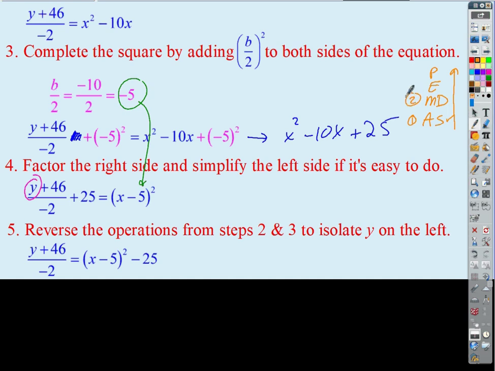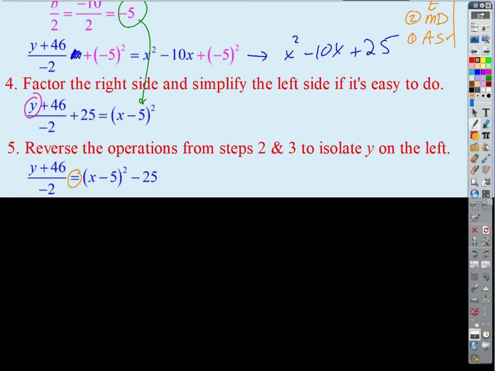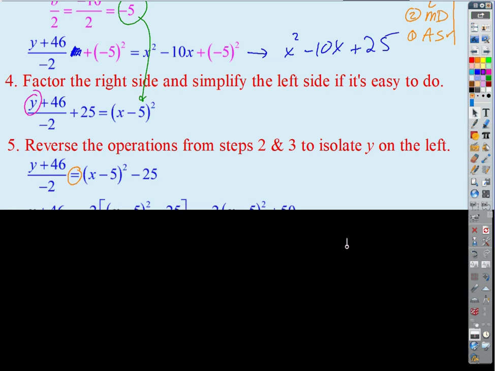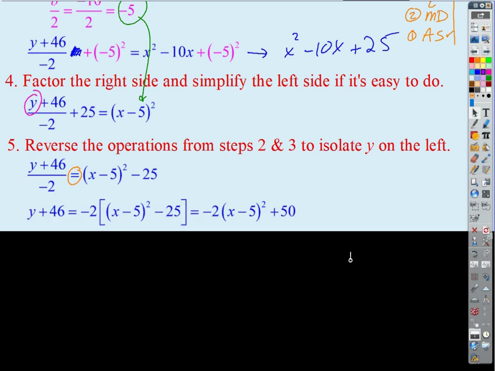Now, is there any multiplication or division that we have to undo? Multiply by -2. I have to multiply both sides of the equation by -2, right? So on the left side, it's going to cancel the -2 on the bottom. I'm undoing dividing by -2. On the right side, I have to multiply the whole side by -2. So I have to distribute the -2 to both terms on the right. So I'm going to get -2 times the quantity x minus 5 squared.